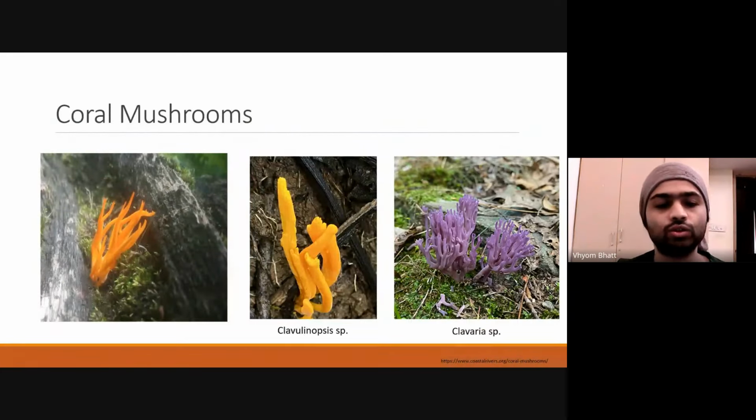Then there are coral mushrooms. Like we have corals underwater, these mushrooms mimic that morphology, and hence they are collectively called coral mushrooms. This is the first ever coral mushroom, on the extreme left, that I saw in Himachal. I'm not sure of the ID, and hence I have not written about it. It may be a Ramaria, but I have not written about it because I wanted to be sure about whatever I'm sharing today in this presentation.